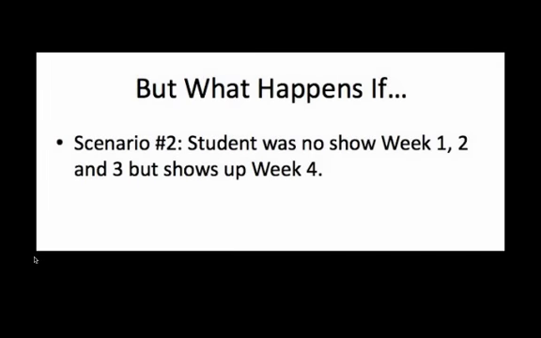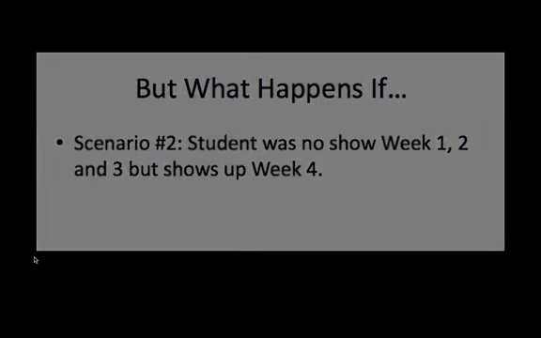Scenario 2: what happens if a student was a no-show week 1, 2, and 3, but shows up during week 4? In this case, the student should be informed they are not allowed to continue with the class. Frankly, they've missed too much material. A student who has missed week 1, 2, and 3 has missed at least 25% of the quarter and cannot and should not be allowed to continue. Tell them to go immediately to advisement and do not let them sit in that class. Advisement will not reinstate the student back, even if the faculty grants permission.